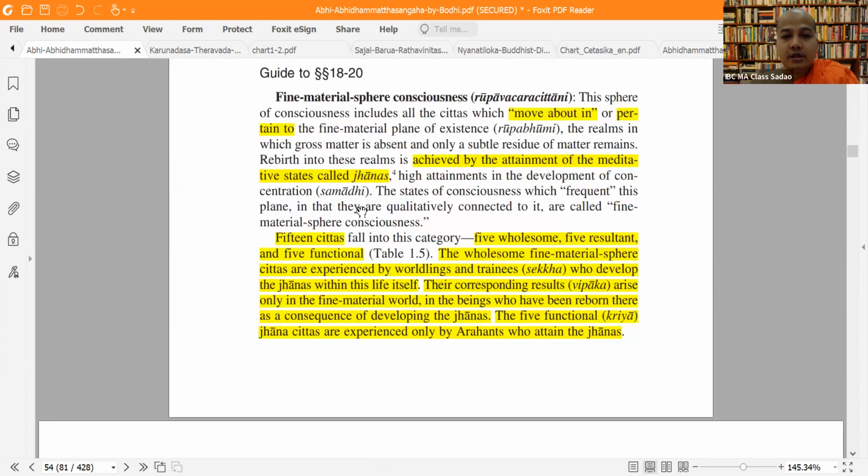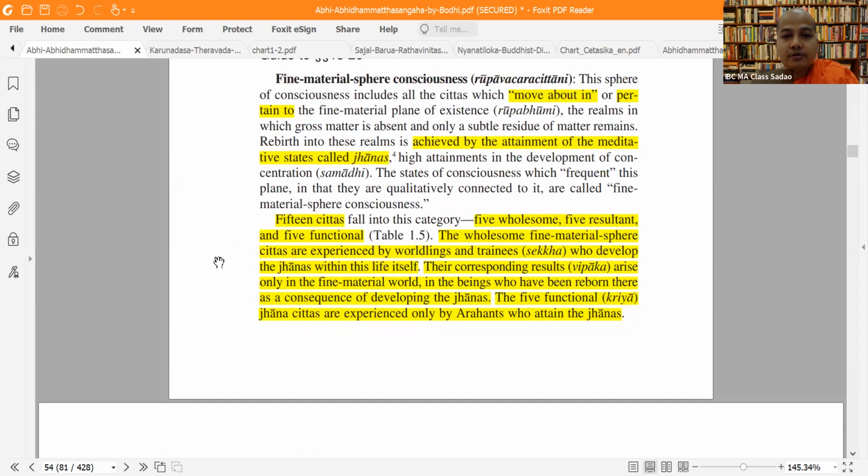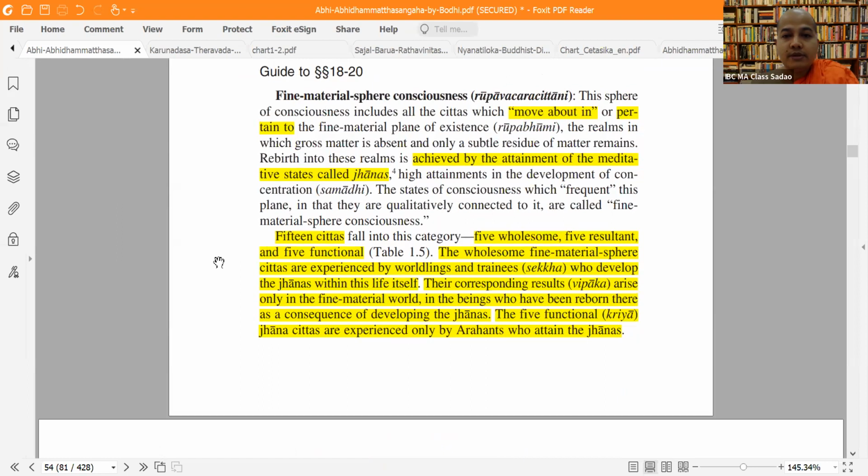Let's go to the discussion section. Why are they called rupa vachara chitta? This sphere of consciousness includes all the chittas which move about in or pertain to the fine material plane of existence, because they are associated with, or you can say they are representative of, rupa bhumi chittas. So when you enter into rupa jhanas, the kind of chittas that you have represent the chittas of Rupa Bhumi.